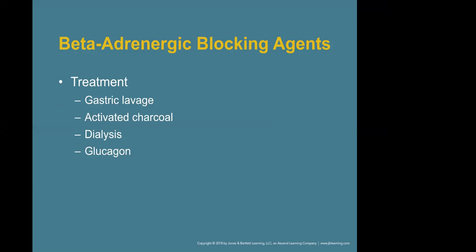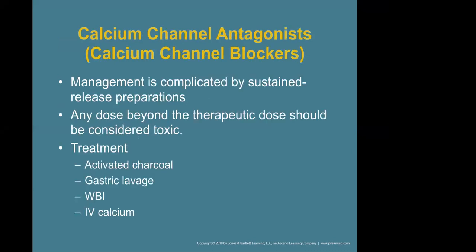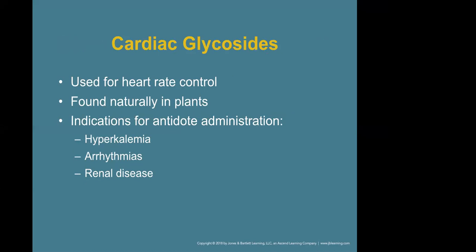So beta-adrenergic blocking agents, you're going to treat with gastric lavage, activated charcoal, dialysis, and possibly glucagon. Calcium channel blockers, okay, get IV calcium and gastric lavage or activated charcoal. Things that are used for heart rate control, you will administer an antidote for. Make sure you're testing to see exactly which version of these medications that you've actually gotten. Hyperkalemia, okay. Arrhythmias and renal diseases are fifth.